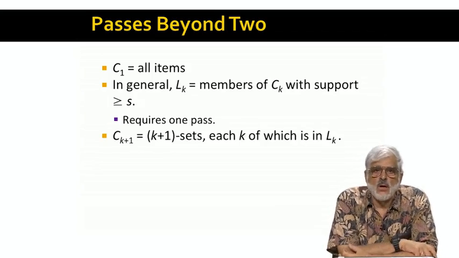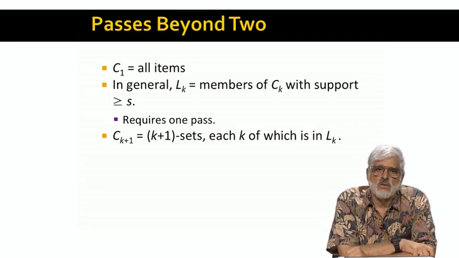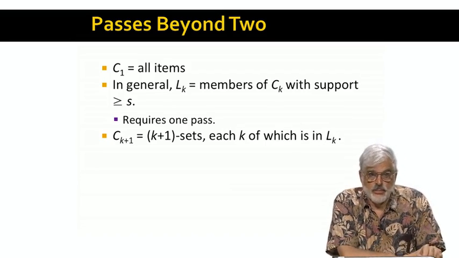The other part of the induction is how we construct CK plus 1 from LK. We look for sets of size k plus 1, each of whose subsets of size k, those you get by dropping one element, are in LK. You have to be a little careful how you organize the search. For example, you wouldn't want to enumerate all sets of size 4, and for each one test if each of its 4 subsets of size 3 are in L3.